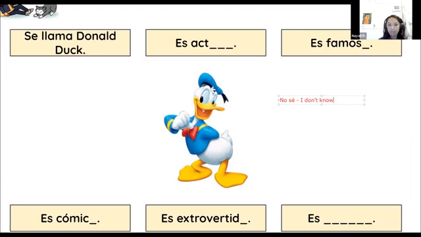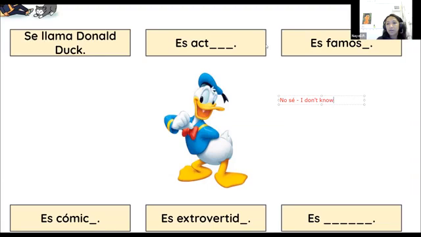Donald Duck no es tímido. Donald Duck es extrovertido. Donald Duck es cómico. Donald Duck no es serio. Es cómico. No es serio. Donald Duck es artístico. Piensa, piensa. Think, think. Donald Duck es artístico. No sé.